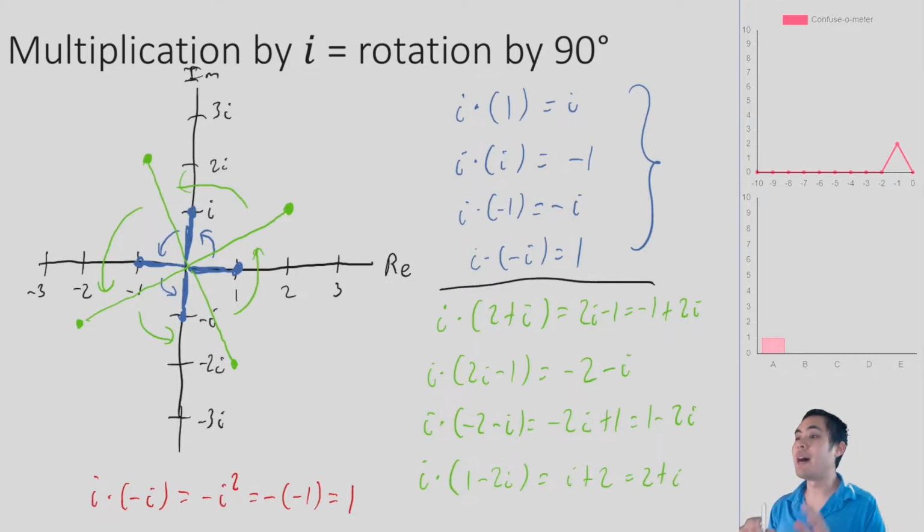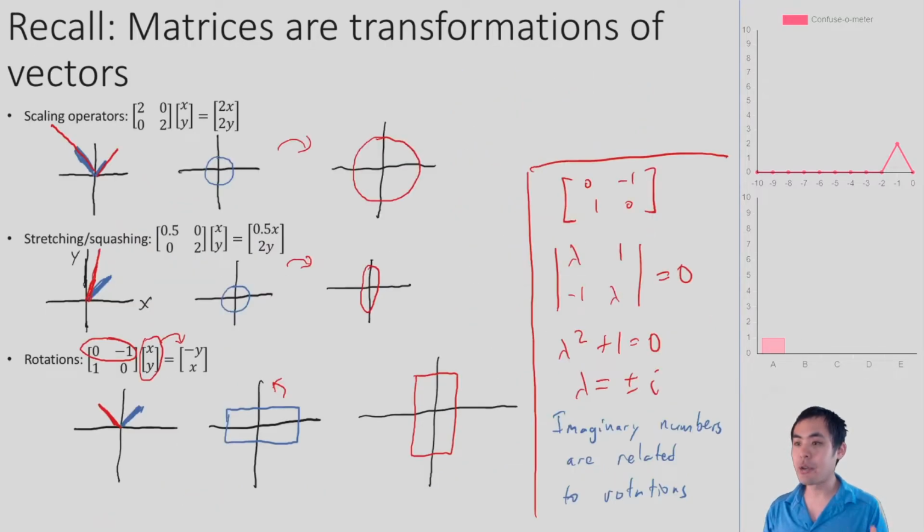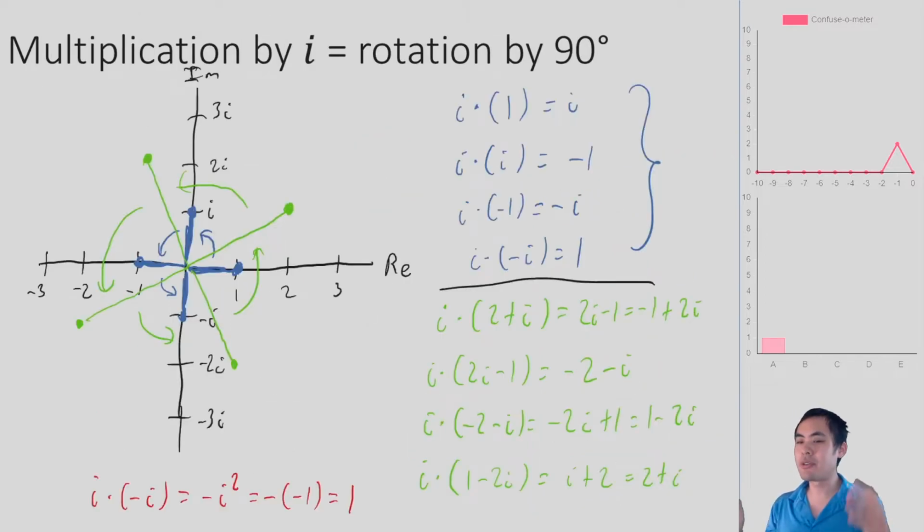So you have to be careful. i is not equal to minus 1. i squared is equal to minus 1. But the point I'm making here is that multiplication by i is equal to this rotation in the complex plane, which makes sense because that was the eigenvalue of this rotation matrix back here. So somehow, imaginary numbers are really closely linked to things that rotate.